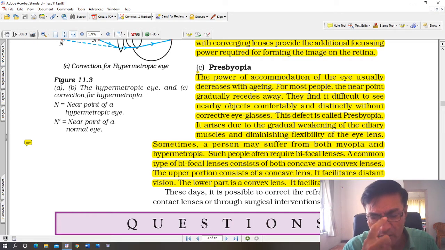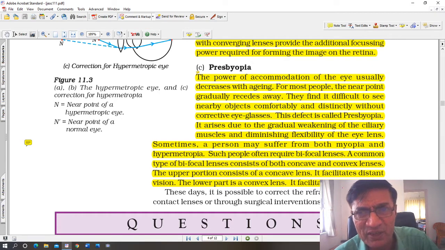Presbyopia is especially seen in older people. Sometimes in people 55 and 60 years old, they have presbyopia. They cannot see far away. They cannot read clearly without glasses. And a combination of lenses, that is concave and convex, is used to correct this vision.